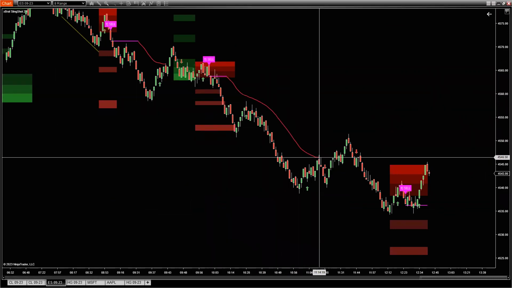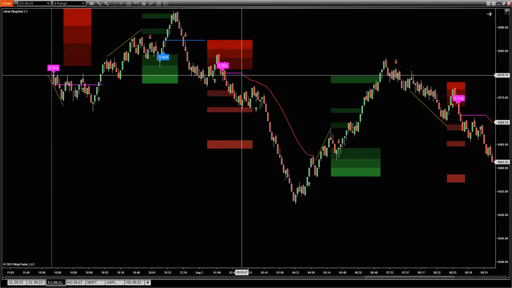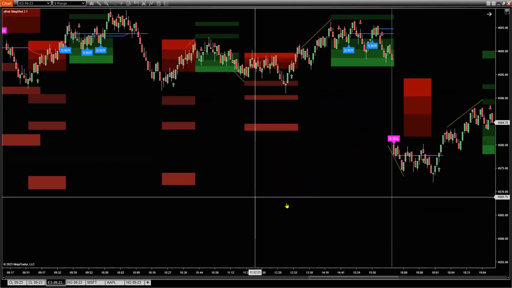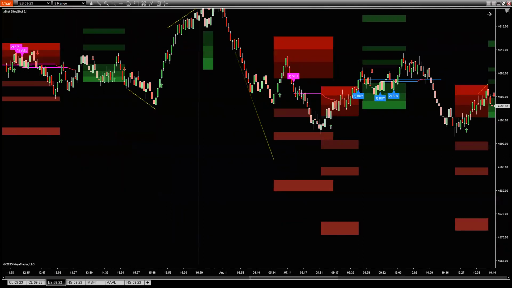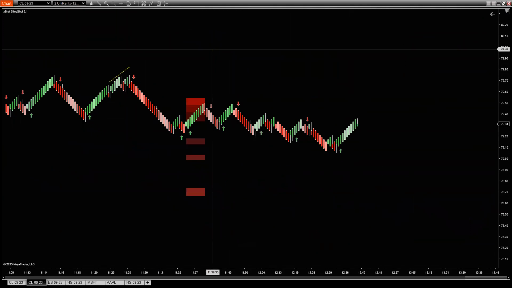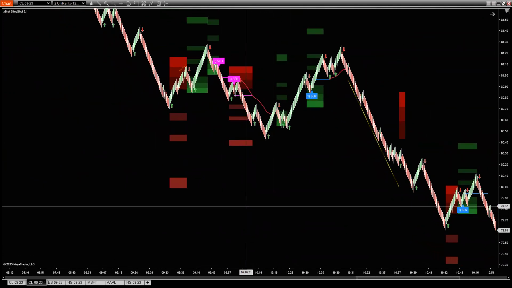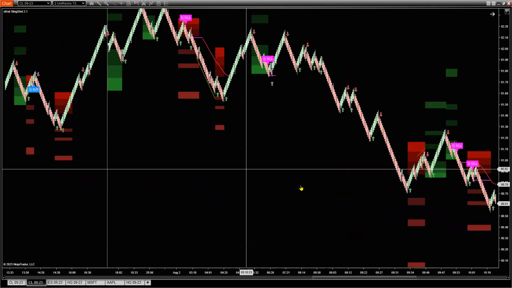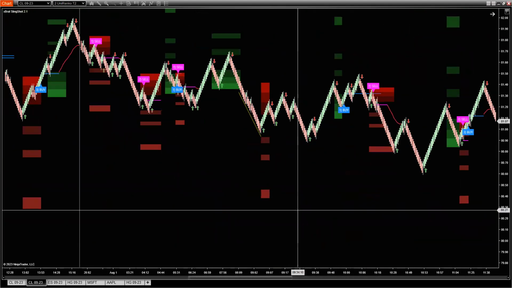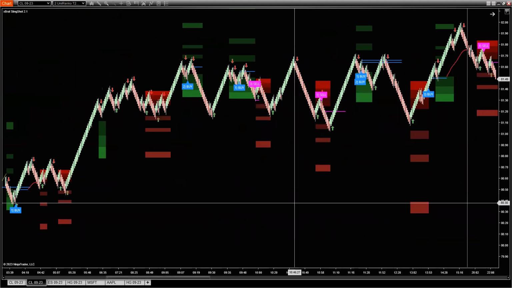Again, another example of a type 1 sell here. Really, ES is quite hot on this particular time frame. Let's go to oil. Let's try and find some type 2s. Not many.